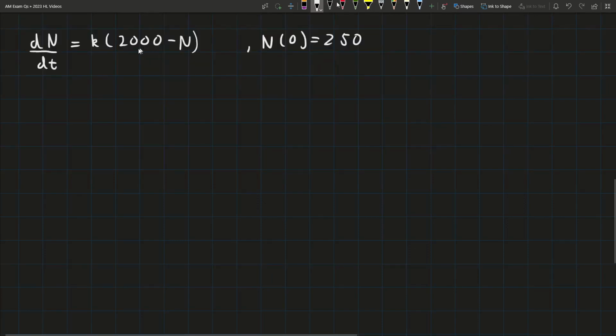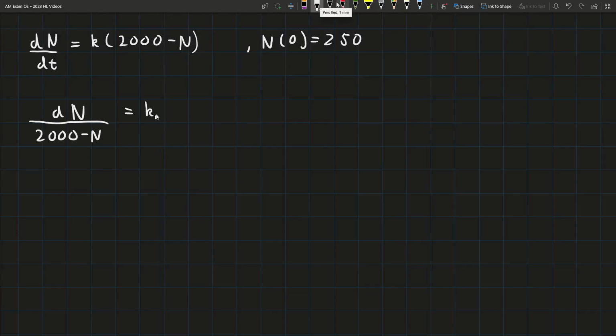So first thing I do is I divide both sides by 2000 minus n to get the n's on the same side, and then multiply by dt to get rid of that. So we look at dn over 2000 minus n. That's going to be equal to k dt.